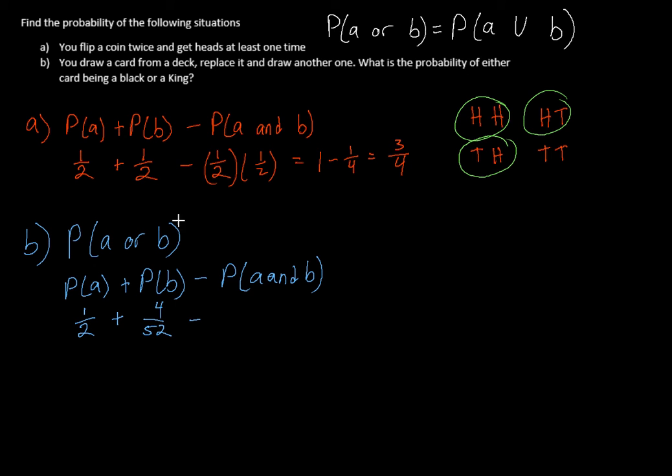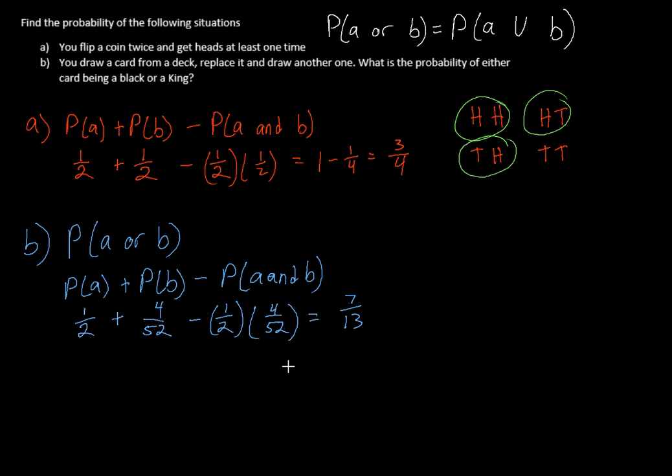But now again, just like with the heads and tails, we have to be careful that we don't include the probability of them happening together twice. So the probability of A happening was 1/2, and the probability of B happening was 4/52, and that can be reduced. So I'm just going to go ahead and plug it all in together. And when you simplify everything out, you're going to end up with 7/13.